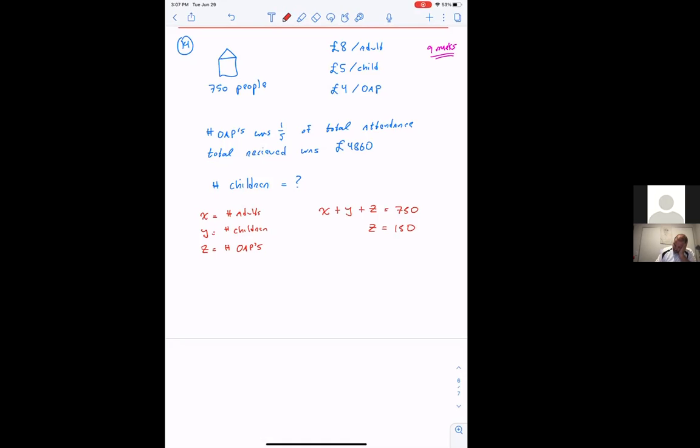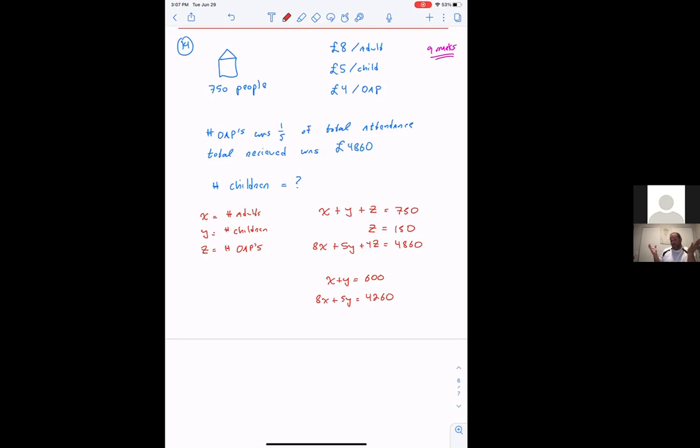And the total received was 4,860 pounds. So if there's X adults and each adult gave me 8 pounds, I make 8X pounds from all the adults. I make 5Y pounds from all the children. I make 4Z pounds from all of the OAPs, and that has to equal 4,860. Now, since they gave me Z straight up, I might as well employ it and get X plus Y equals 600, because if Z is 150, I can subtract that off. And 8X plus 5Y equals 4,260, because 4Z is 600.